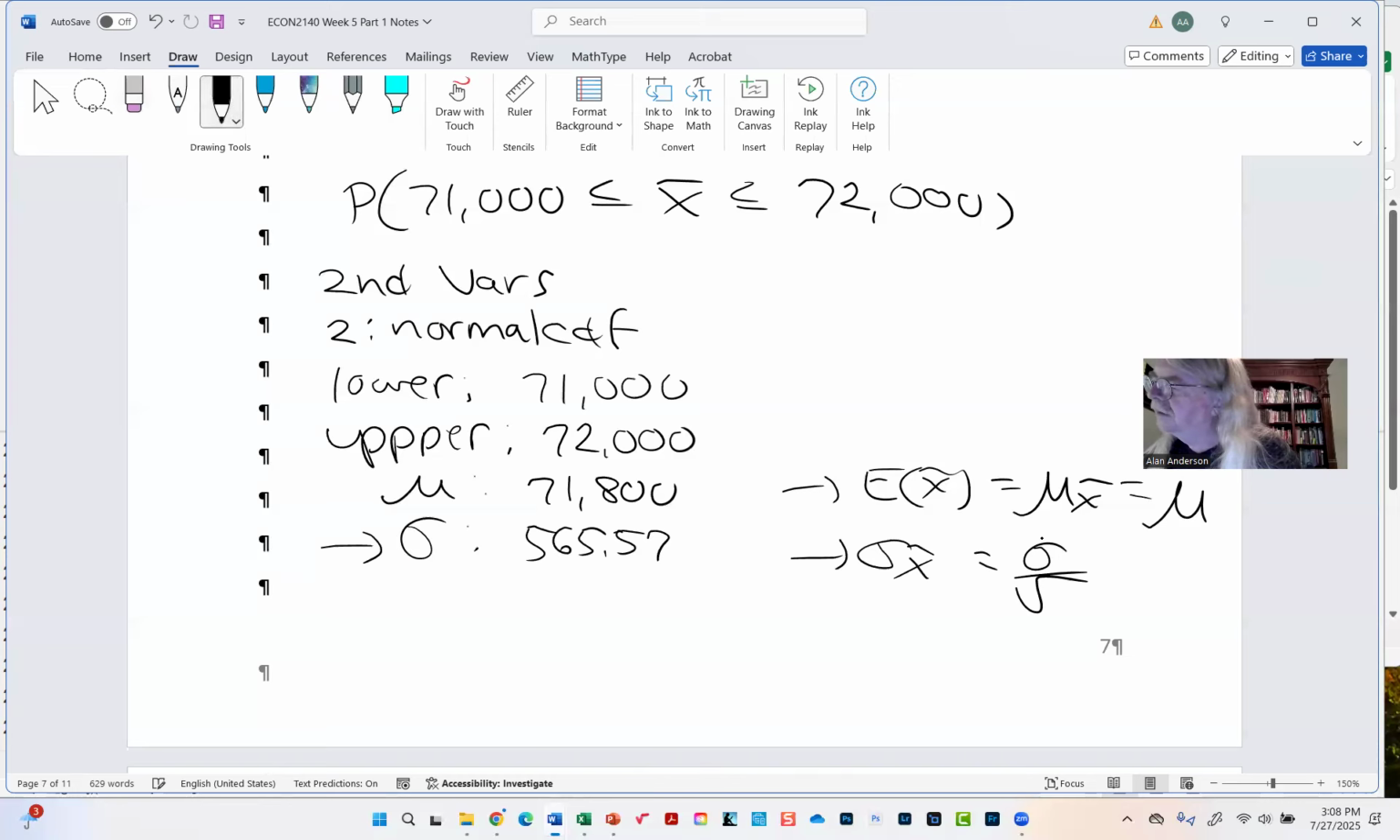All right. So now we just plug these in the way we always do, and we have our probability. Look how easy that was. All right, 71,000 up to 72,000. The mean is 71,800. The standard deviation is 565.57. It leaves me with .5596.